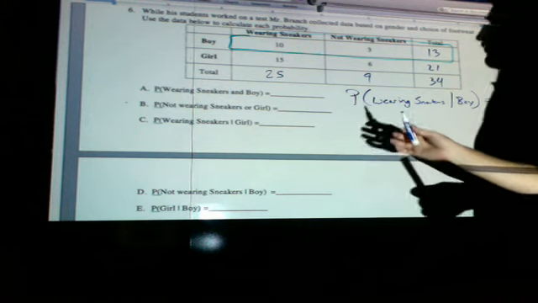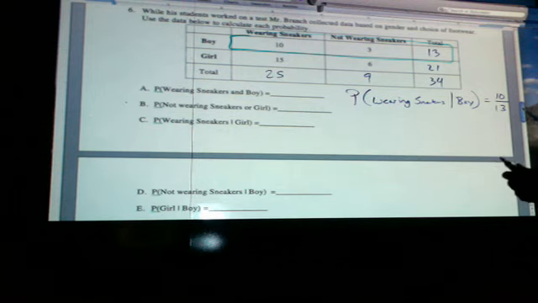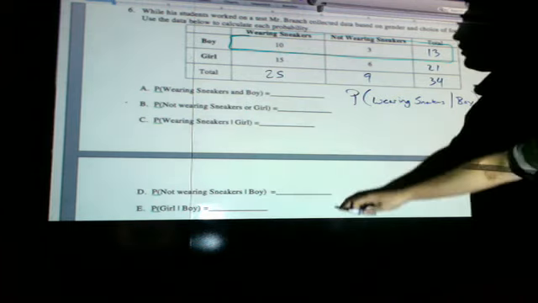Now remember, if events are mutually exclusive, meaning they both can't happen, then the given statement is 0. Look further on. If I did one where it's probability of wearing sneakers given not wearing sneakers, you can't be wearing sneakers and not wearing sneakers at the same time. So that'd be 0 because those are mutually exclusive. Now, if you go further down on the next page, it asks about independence.